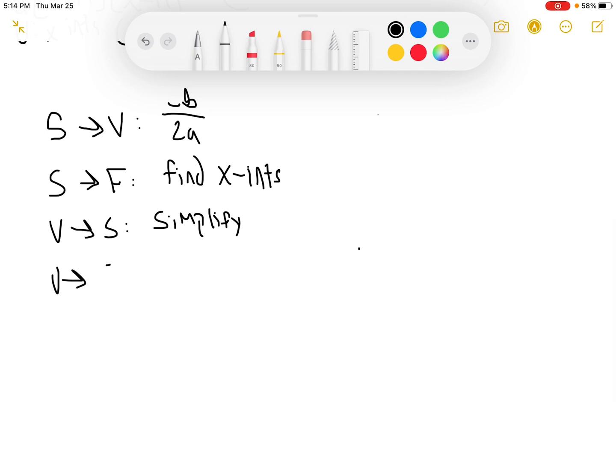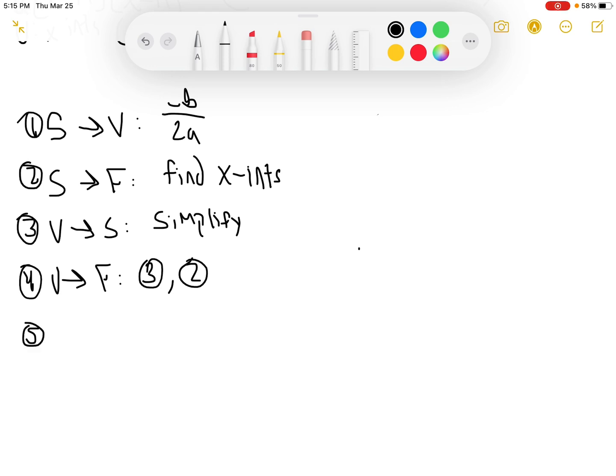If you wanted to go from vertex to factored, this one's not the easiest to do, and you don't really have to convert between these unless that's specifically what you're asked to do on a question, because you could still find the other information if needed. But basically, if you wanted to do that, let's just number these, you would do 3 and then 2. Convert to standard and then convert to factored. That's the only way you can do it. There's not really a direct way to do it.